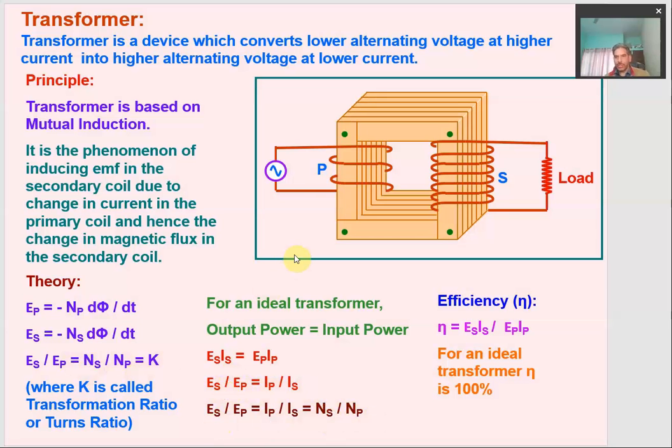And a transformer is a device used to transfer energy, however the form of energy is not converted, but it is taken from one place to another. So efficiency is something which tells how good the transformer is at converting the input energy to the output energy. So efficiency is nothing but output power to the input power. So it is ES upon IS divided by EP upon IP. So from here, for an ideal transformer, we see that these two are equal. So for an ideal transformer, the efficiency is 100%. However, it is not the case in actual practice.